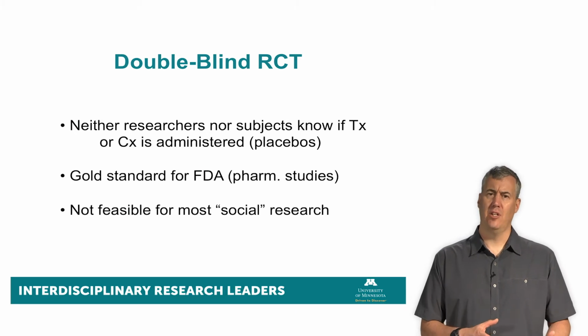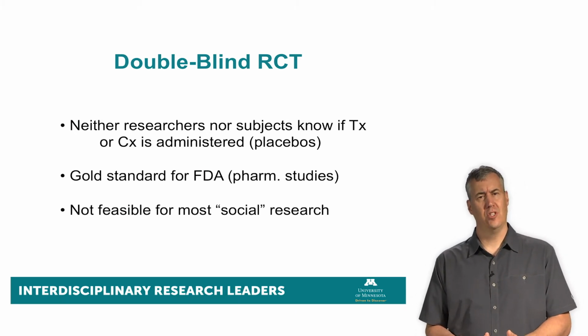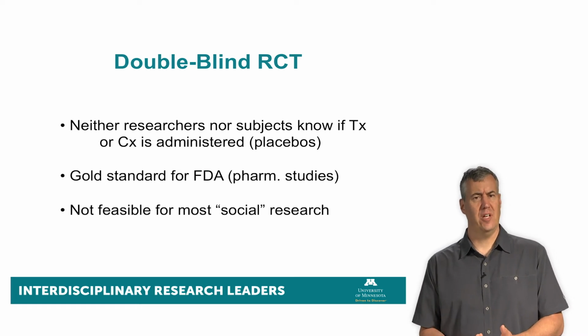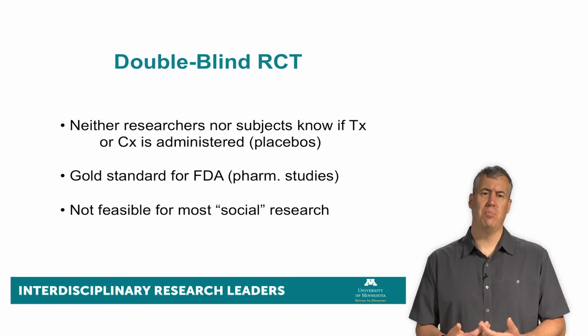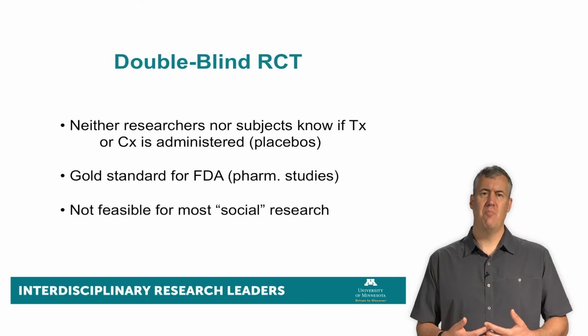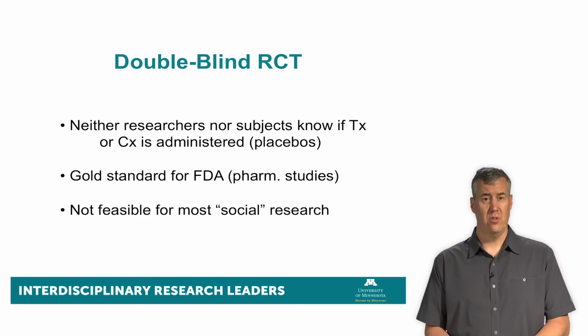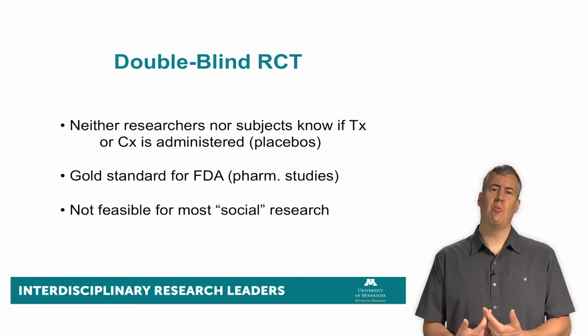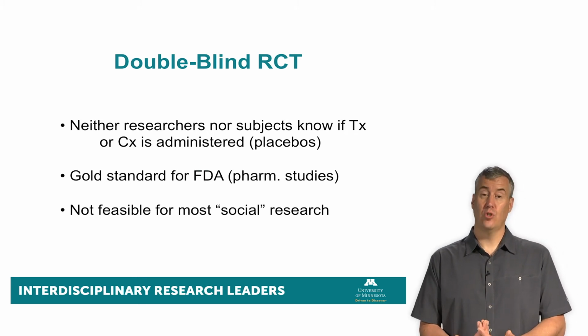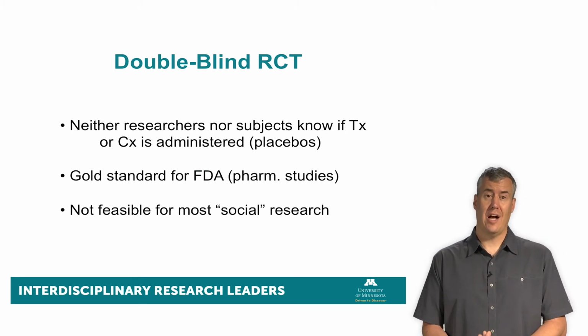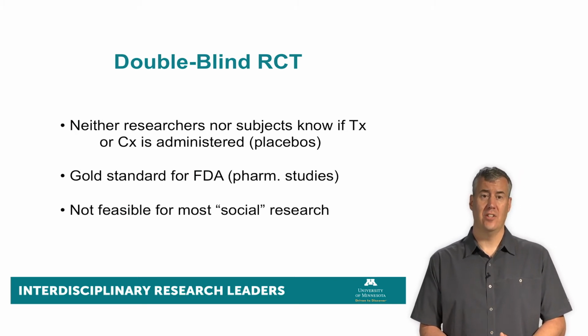If you know you're being treated, you might say, hey, this thing's working. If the researchers know you're being treated, they might measure you differently. So double-blind or blinding studies is another mechanism to reduce bias and to get closer to the truth of the answer. Now, these double-blind studies are sometimes the gold standard for pharmacological studies. The Food and Drug Administration, or FDA, likes these kinds of studies.